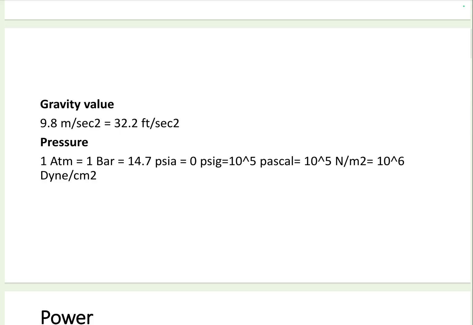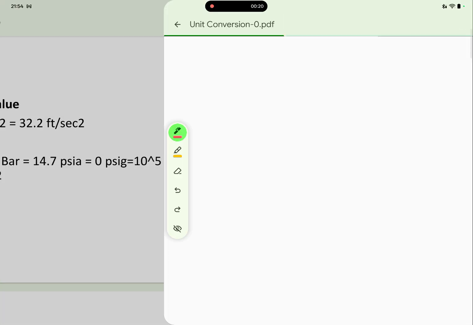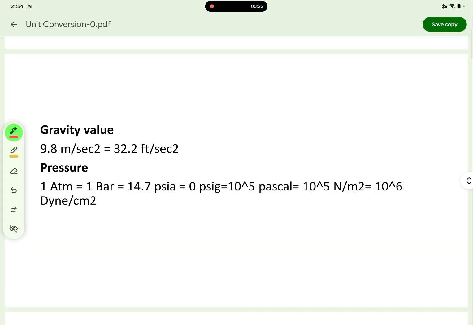In this lecture we are going to discuss the gravity value as well as the pressure value, right? So we know that gravitational G is the gravity, right? And its value is 9.8 meter per second square.